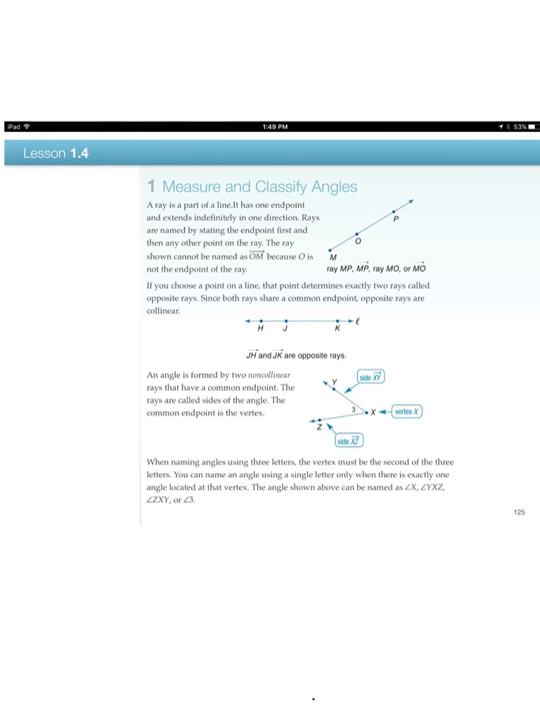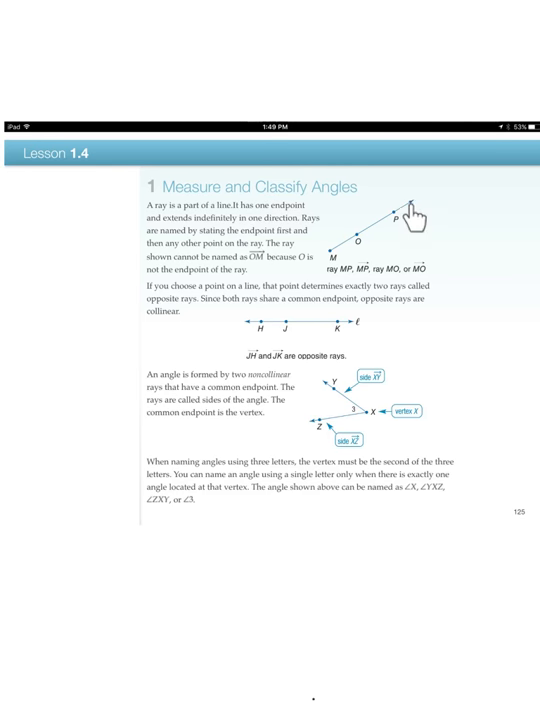Okay, now we're on an example in lesson 1.4, which is angle measure. Again, look at the vocabulary. As you go through the book, it will tell you what is a ray. A ray is a part of a line. It tells you at the top: it has one end point and extends indefinitely.